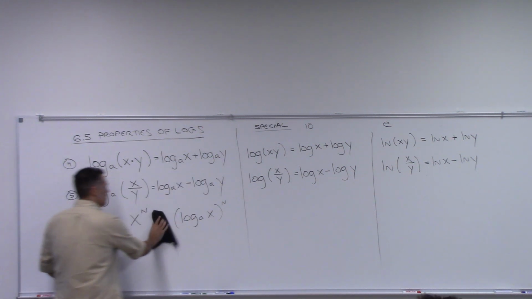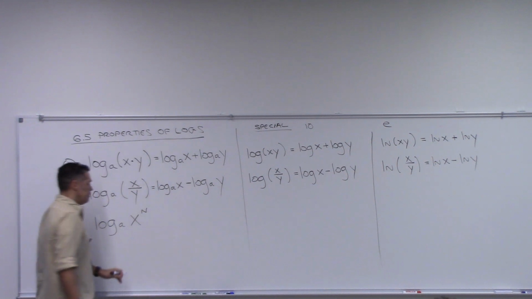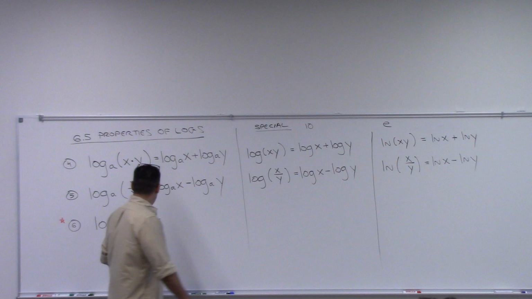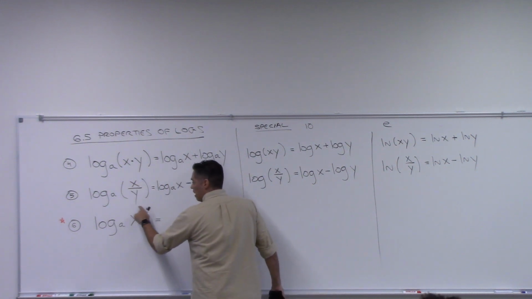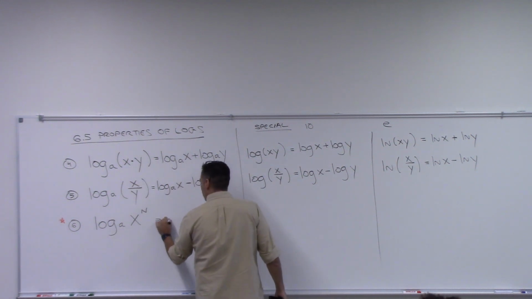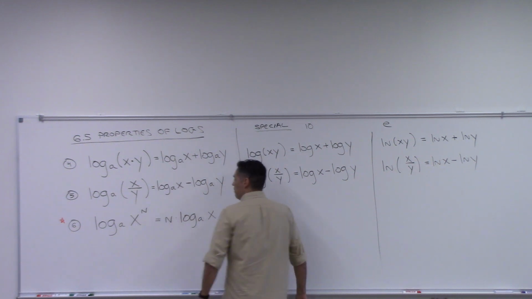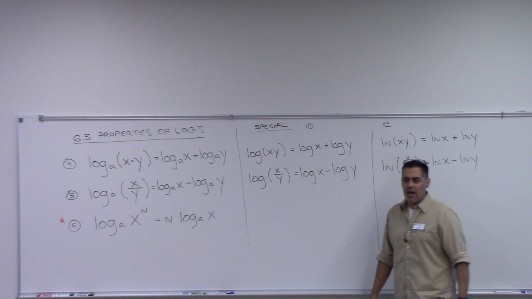Now, look at the property. Look at the property. I'm going to show it to you. Ready? This property says what I can do is I can take that n and I can pop it out to the front like a number and just put n times log base a of x. The n pops out front.